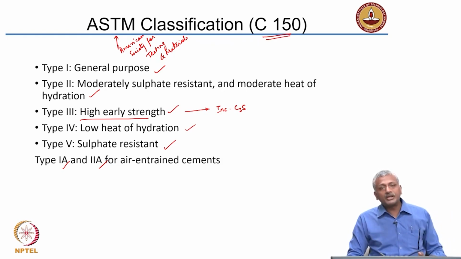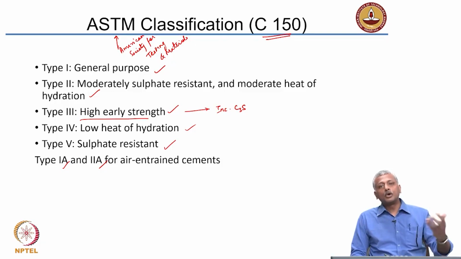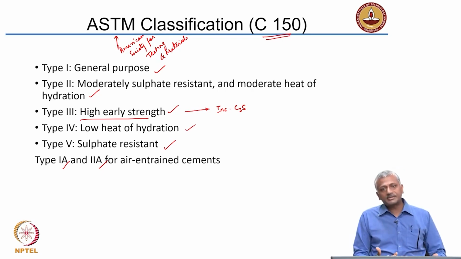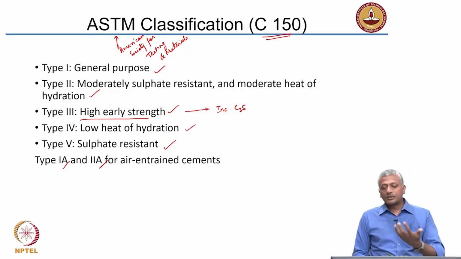Okay. So where do you need high early strength cement? Supposing you want to very quickly build something, you can use high early strength cement. Supposing you want to build in a cold weather, where because of the external temperature you may start freezing the water in the concrete, you want high early strength cement to gain strength much faster so that it does not start freezing. Okay. So in such applications you want high early strength cement. So increasing C3S will lead to high early strength.